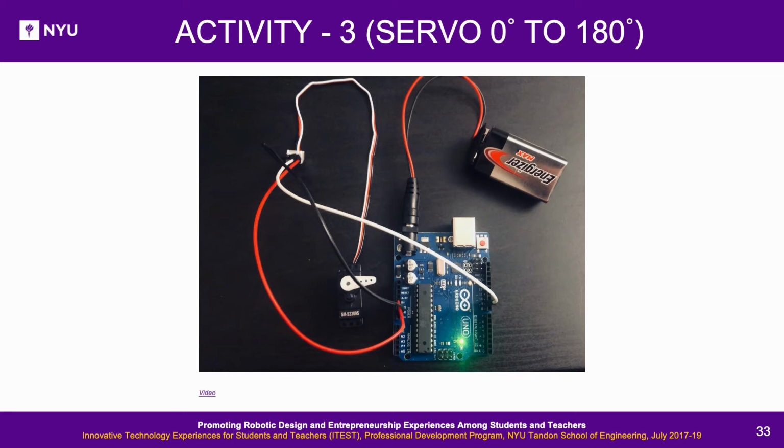Just one for loop in the setup. Both for loops in the setup. Just one for loop in the infinite loop. Both for loops in the infinite loop. Observe what happens and try to correlate the program to what is happening with the servo. Pause the video here, attempt this activity and hit play when you are done.